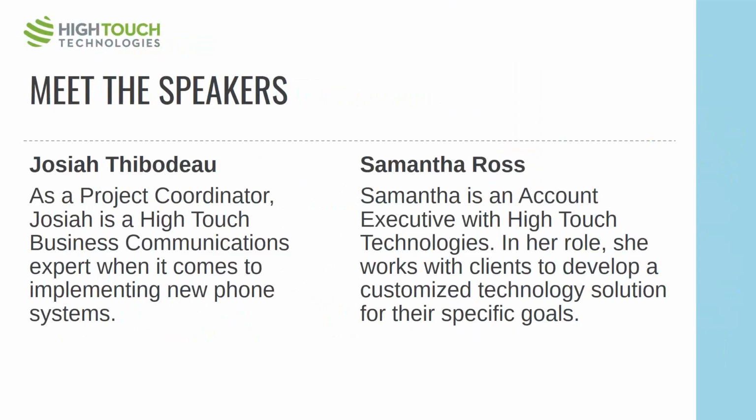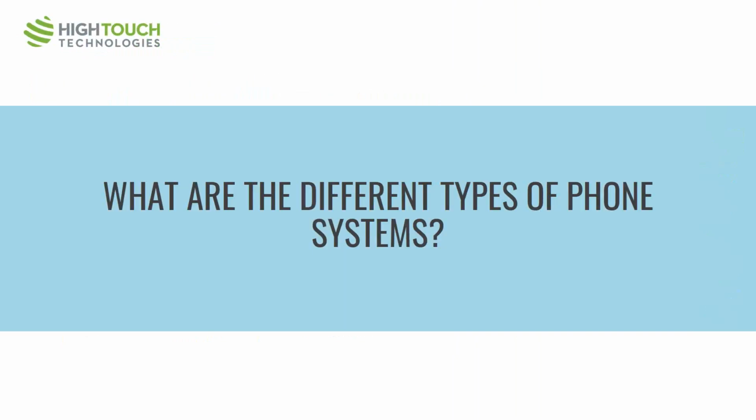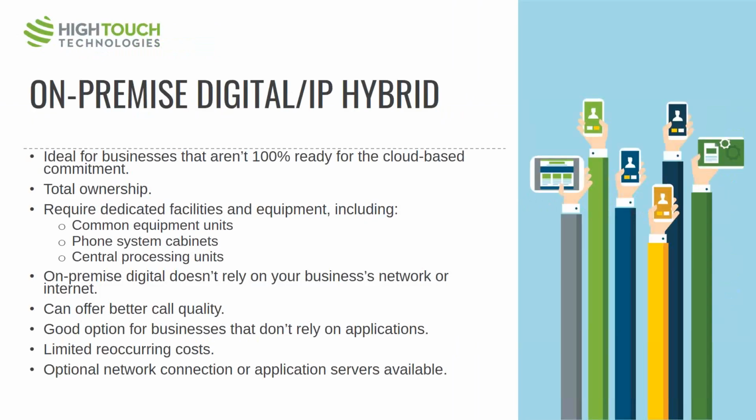All right, thank you. So now that we've got the introductions out of the way, let's go ahead and move to our first topic. What are the different types of phone systems? The first one we're going to talk about is the on-premise digital hybrid system. These systems are really ideal for businesses who aren't 100% ready for a cloud-based commitment. Maybe you've started to transition to IP but aren't quite there yet, or maybe you still have a need for traditional analog or digital devices.